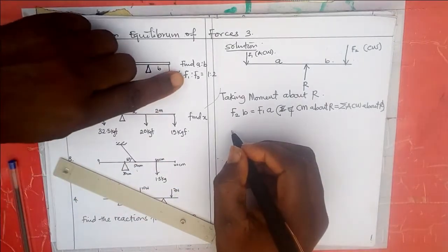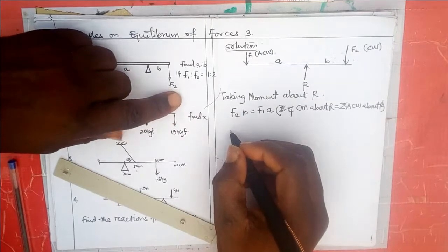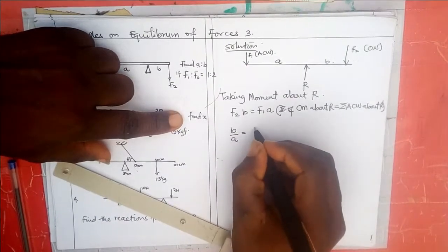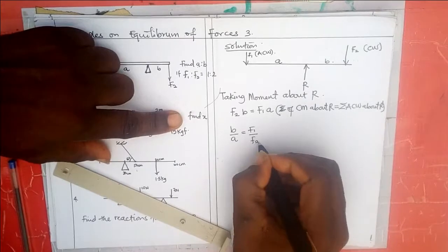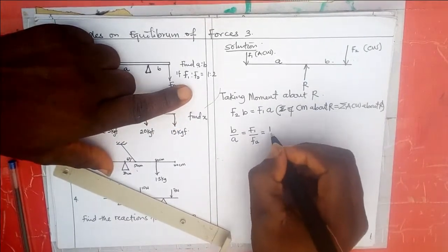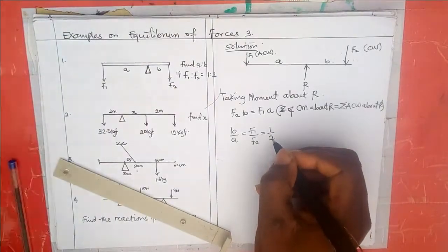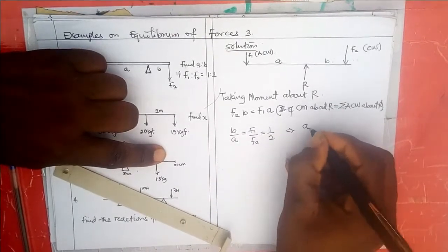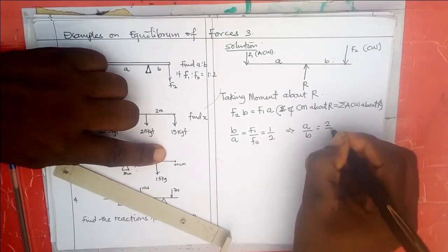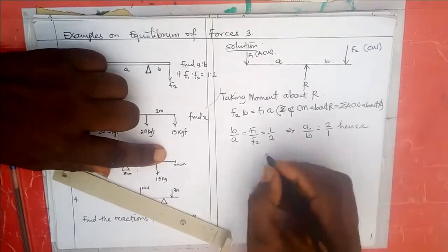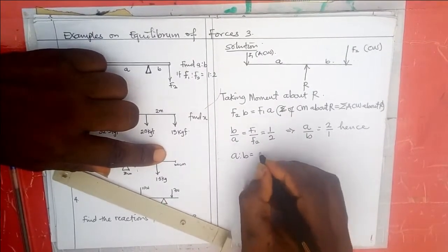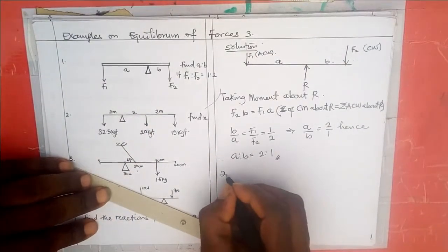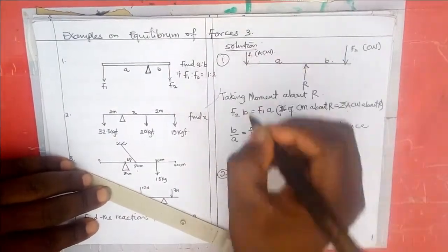So now I have F1 ratio F2. So I have B over A is equals to F1 all over F2, which is equals to 1/2. So now to find A ratio B, which implies that A over B will be equals to 2/1. Hence I have A ratio B to be equals to 2/1. So that is that. Question 1 solved. Question 2.